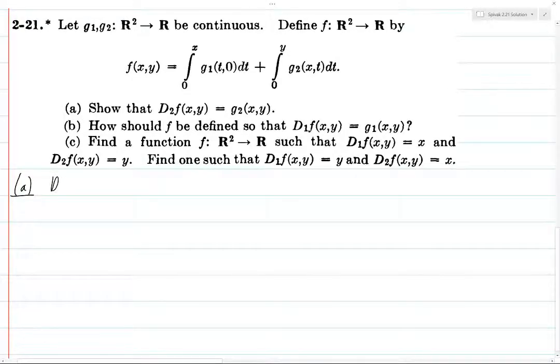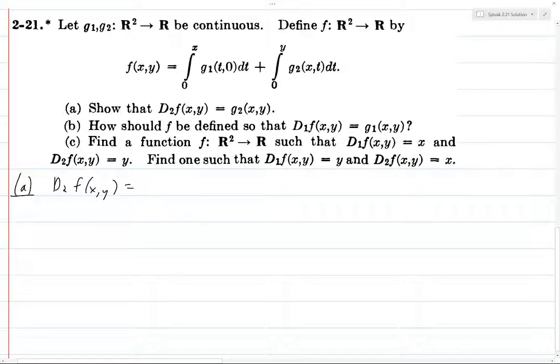So if we do d2 of f of x, y, first we take the derivative of the first term. The first term here is the integral from 0 to x of g1 of t, 0 dt. Well, this does not depend on y at all, and so that is just going to be 0. So that first term is 0.